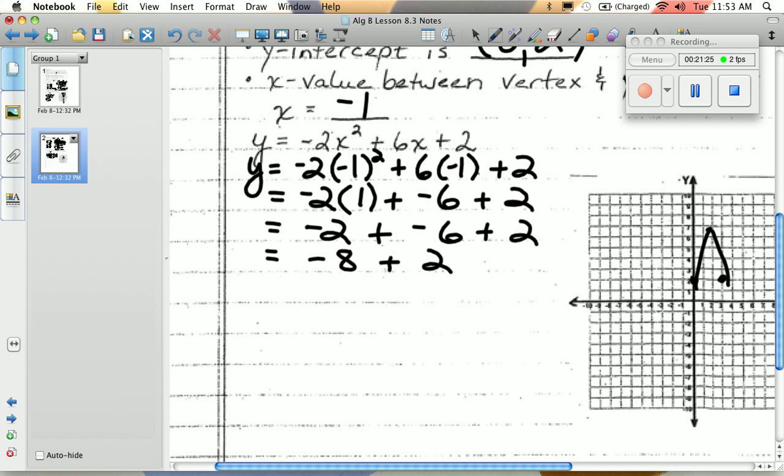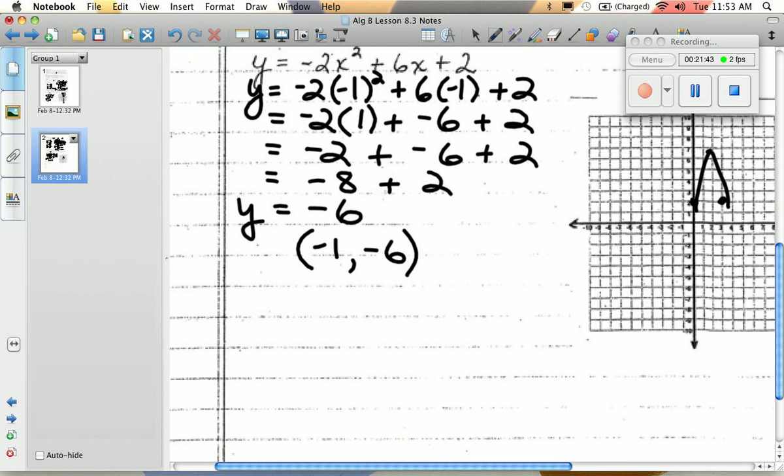And -8 plus 2 is -6. So we just found ordered pair (-1, -6). Once again, I took the x times that 2 and then -2, said it's 2 and squared it and got 4, didn't you? Yeah, can't do that. Okay, so (-1, -6), go put a point there.